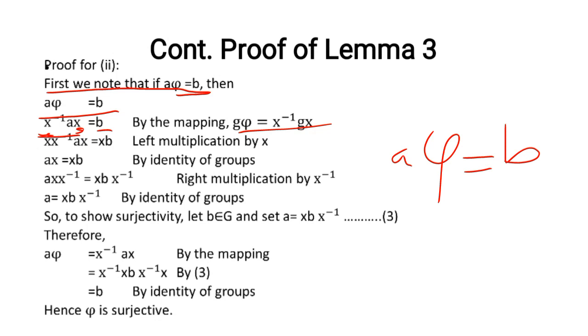So how do I get it? What you do is multiply both sides by x on the left and continue reducing like we did in the previous one till you get that A is equal to x B x inverse. Once you have that, it's beginning to show you the way forward. So to show surjectivity, you let B be in this form, and then you set your A to be this.